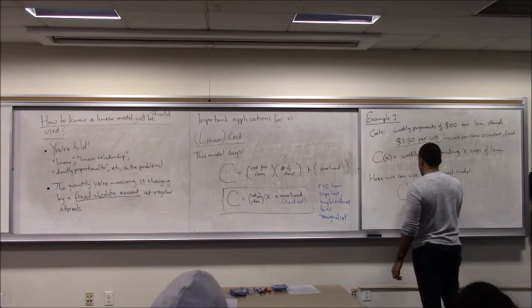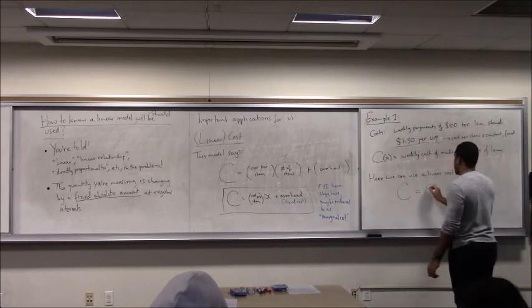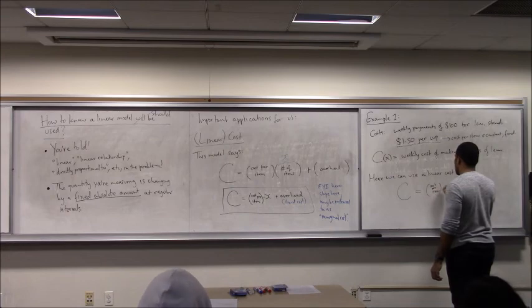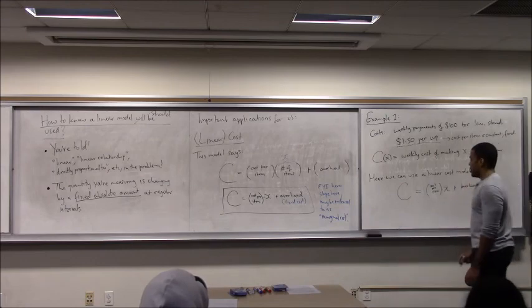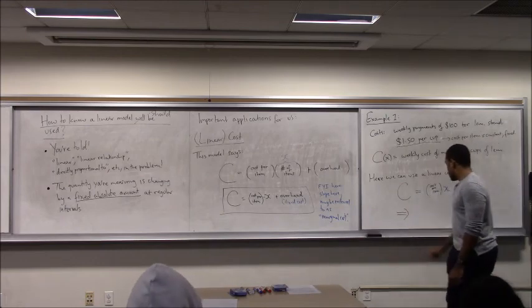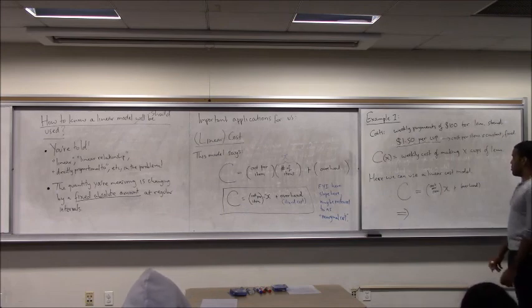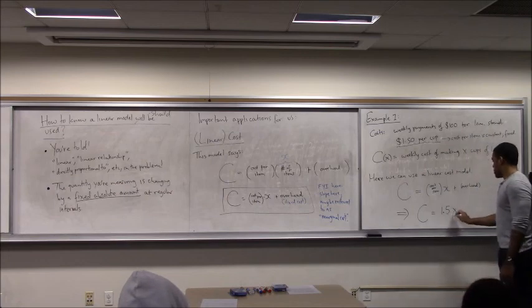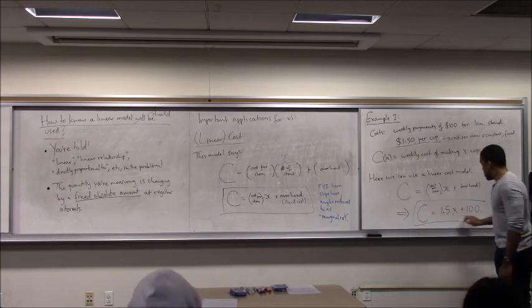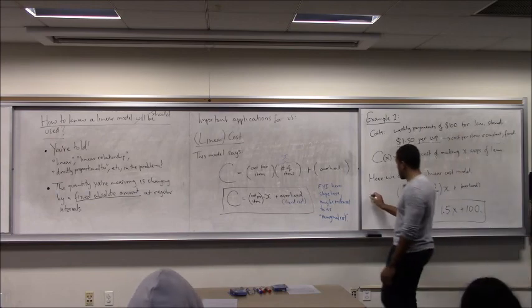So my function C should look like cost per item times x cups of lemonade plus the overhead. So what would my function be here? C equals 1.5x plus 100. That is the answer. That's part C.